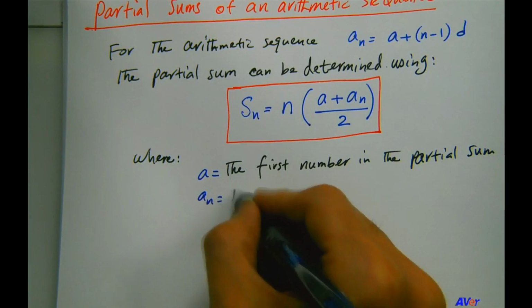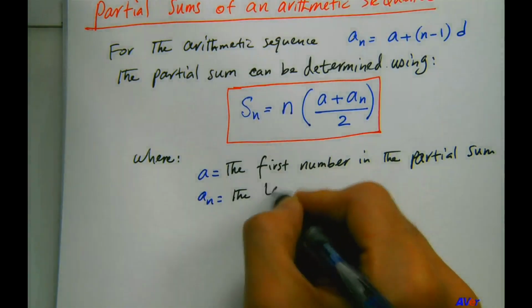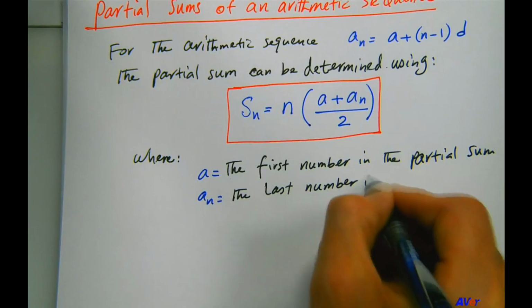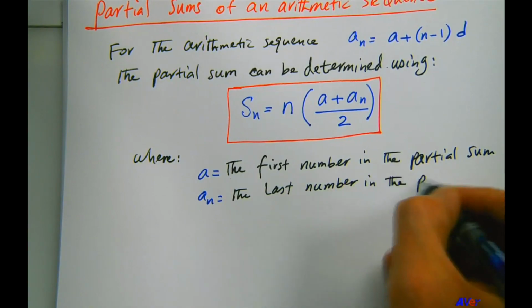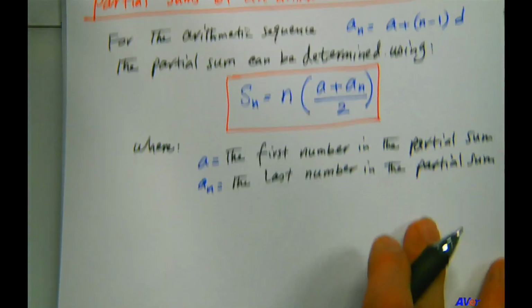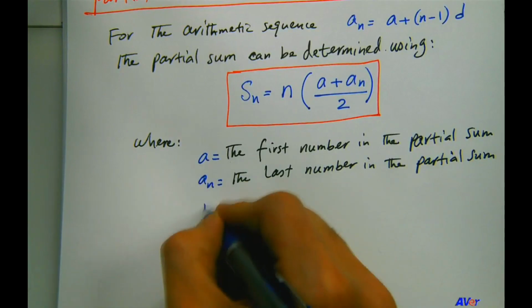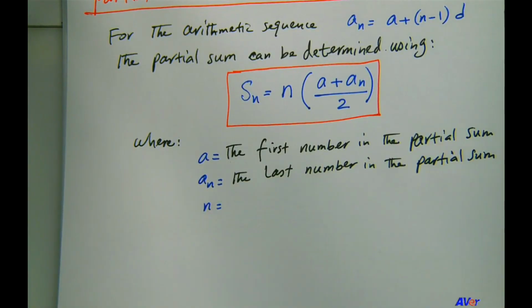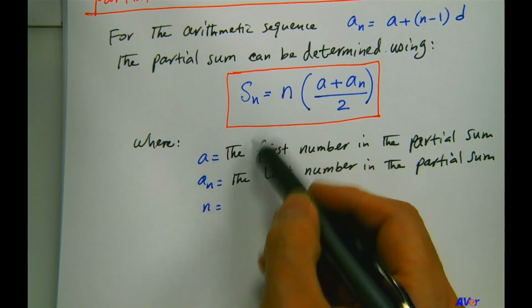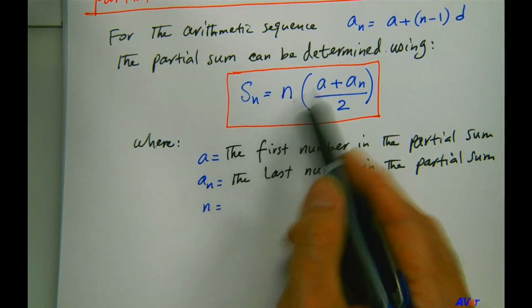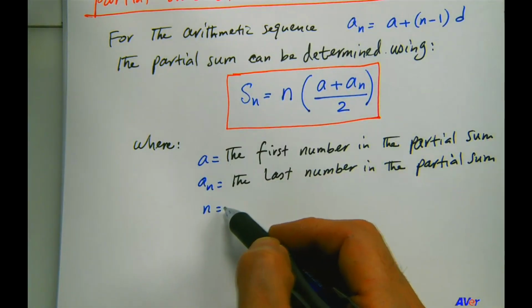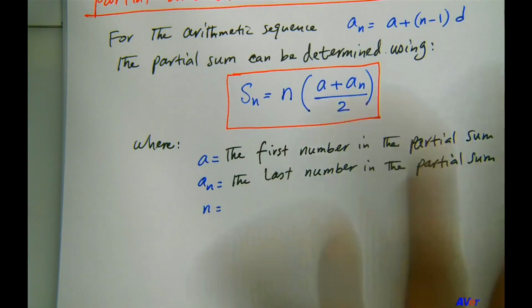And notice the definition for this one. This is the last number. a sub n is the last number in the partial sum. And n, of course, in this case is not the location of a term. It's the total number of terms that are being added or summed.